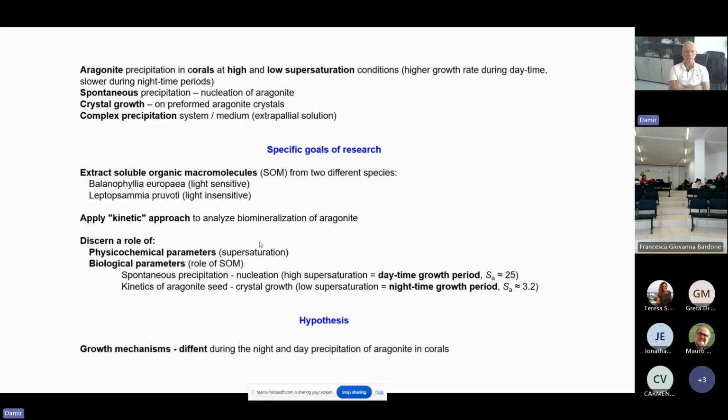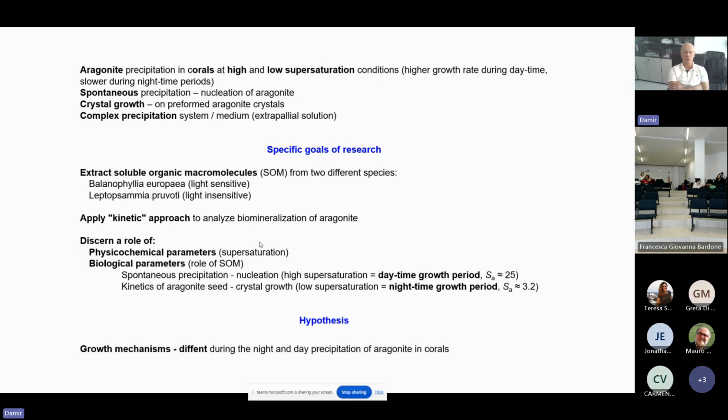We plan to apply also a kinetic approach to analyze biomineralization of aragonite, so not just to make the precipitation diagram, but also to investigate the kinetics of the process in order to discern the role of physicochemical parameters, that is supersaturation, and biological parameters, that is the role of organic matter.